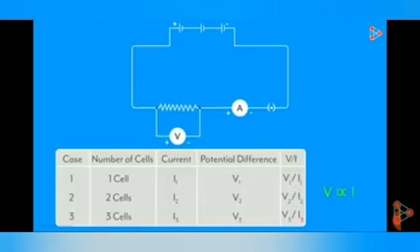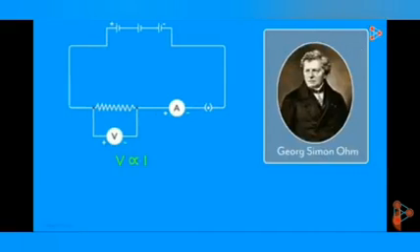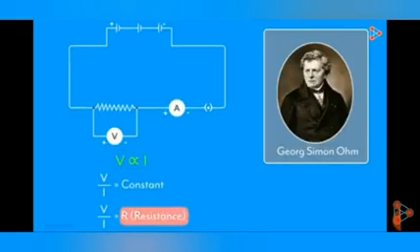So, we can say that the potential difference is directly proportional to the current. This was explained by the scientist called George Simon Ohm. V is directly proportional to I. That means here we have to note down that the resistance will be constant. What is that, children? V is directly proportional to I. So, we can write V by I is equal to constant. That constant here is nothing but R. R is called the resistance.